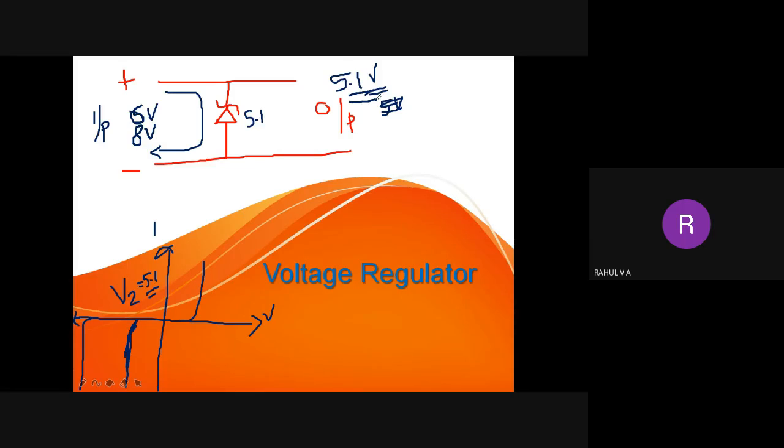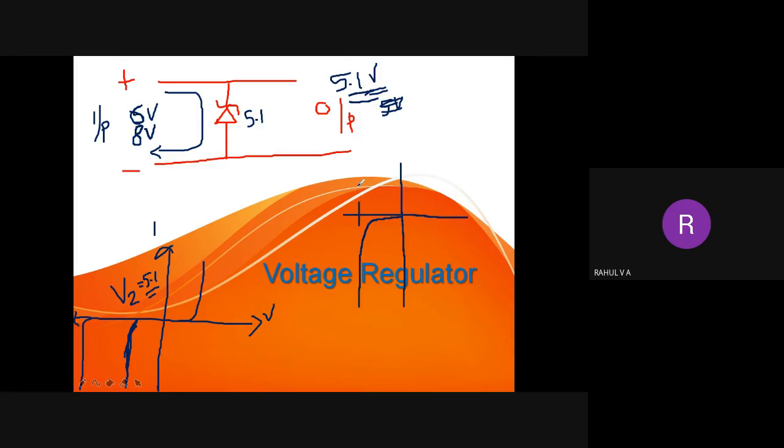But if you keep a variable supply at the input terminal and the voltage is greater than its Zener voltage, 5.1, it will give you only 5.1 output. Output is constant. Everything depends on this curve. Again, if you want, I can explain that. So the curve is like this.